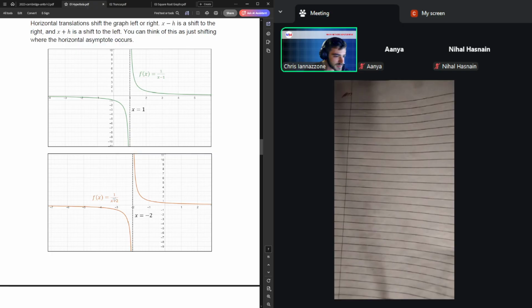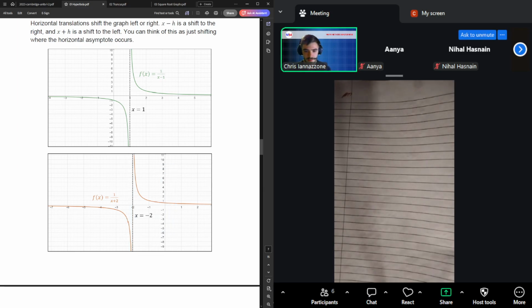Same thing over here with x plus 2, so you do the opposite, you go to the left of x minus 2, and that's going to set the vertical asymptote at x equals minus 2. Once again, drawing the exact same overall shape, just centered here as opposed to the origin. Any questions there?